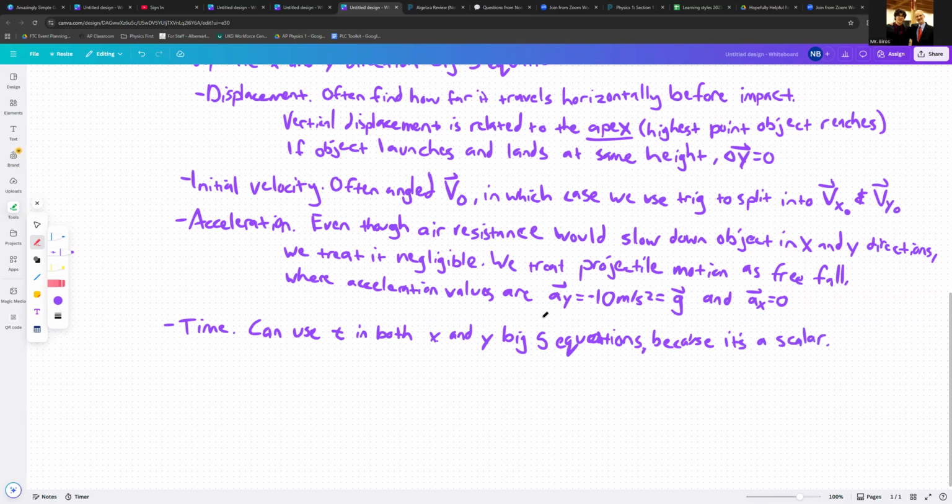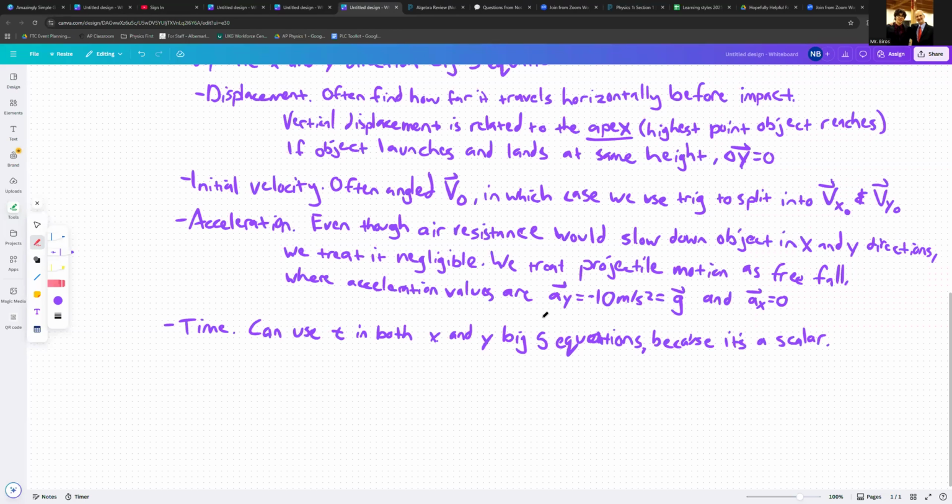And as I mentioned, the other reason is because the time is the same amount for horizontal motion and vertical motion in this projectile type scenario. So the time it takes for an object to travel and hit the ground horizontally from launch to landing is the same as the time it takes to travel and hit the ground vertically from launch to landing.